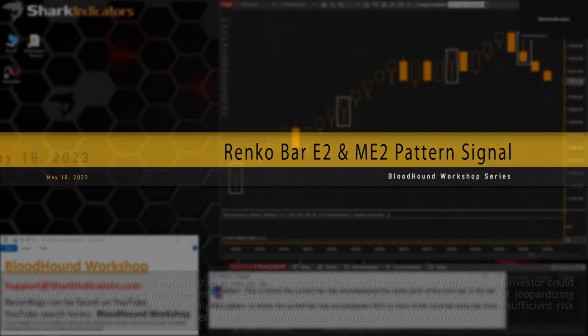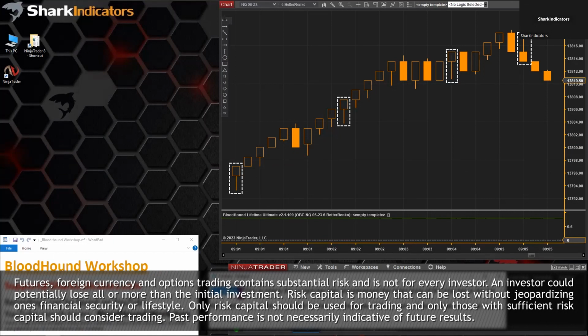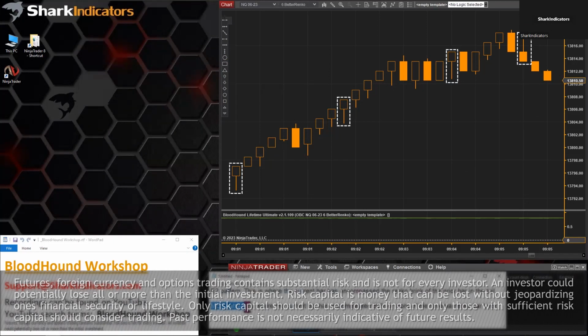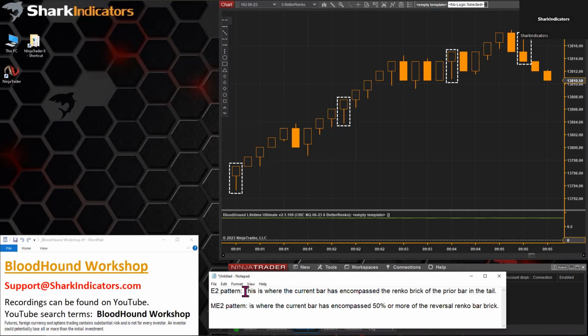So we have this E2 pattern and ME2 pattern from Indicator Smart, right? And so the question is, how do we identify this simple bar pattern here? And this is for a Renko chart. It's basically a simple pattern, looking at the wicks of the bars there, right?